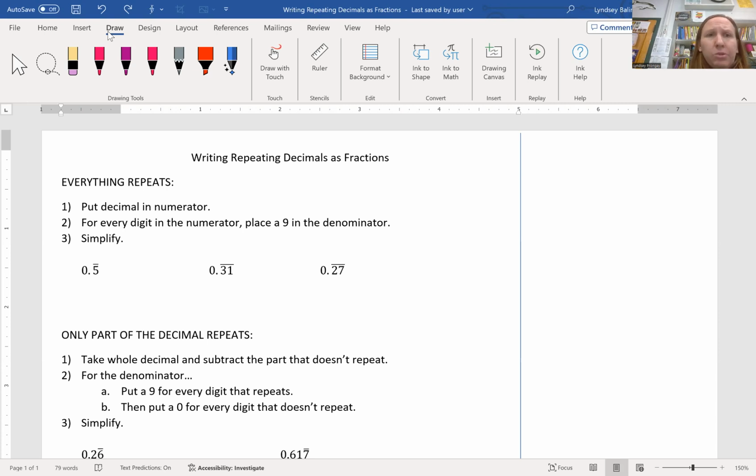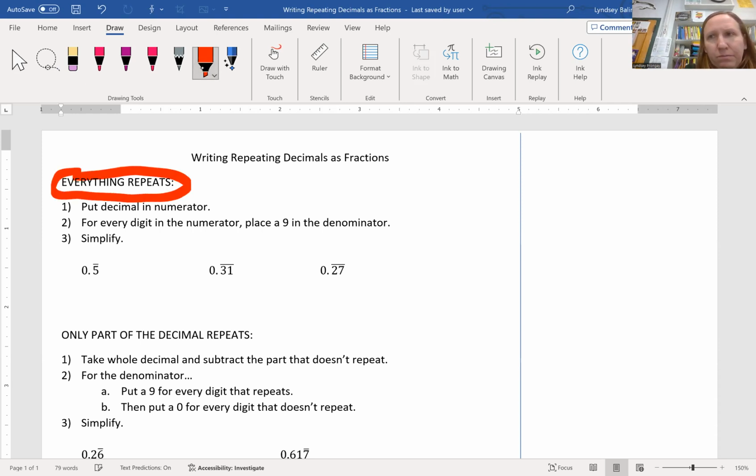So we're going to have two categories. We're going to have one where the whole decimal repeats and one where only part of the decimal repeats. Honestly, between the two cases, we love this one. Pretty easy. The other one's kind of more annoying and has a couple more steps that we have to remember. So first, when we have a decimal where everything repeats, we're going to take the decimal and put it in the numerator of a fraction.